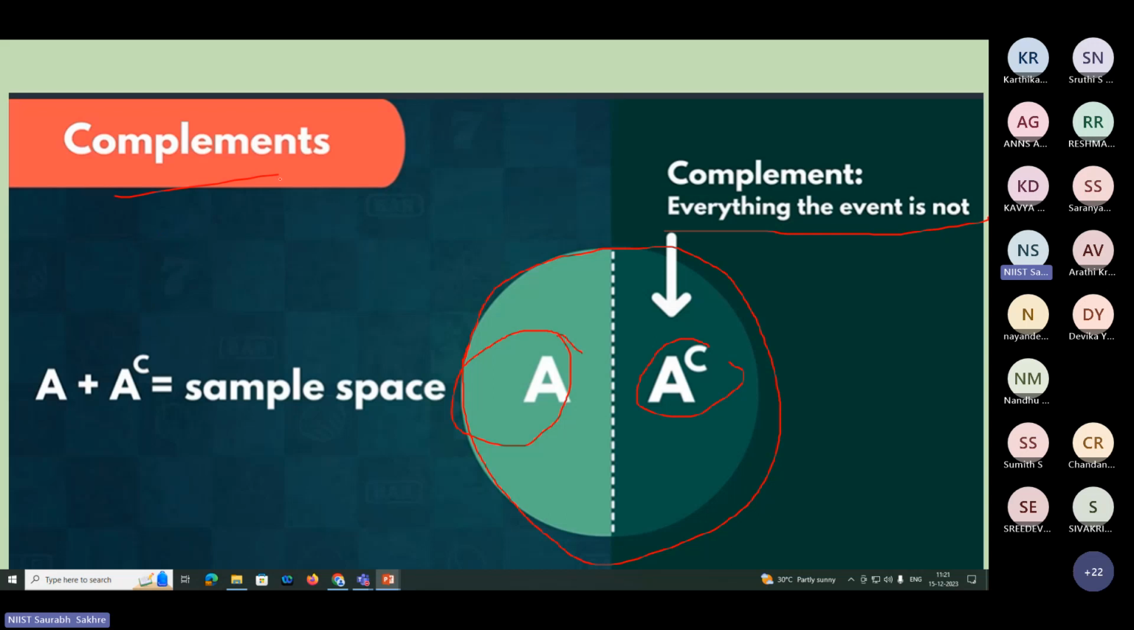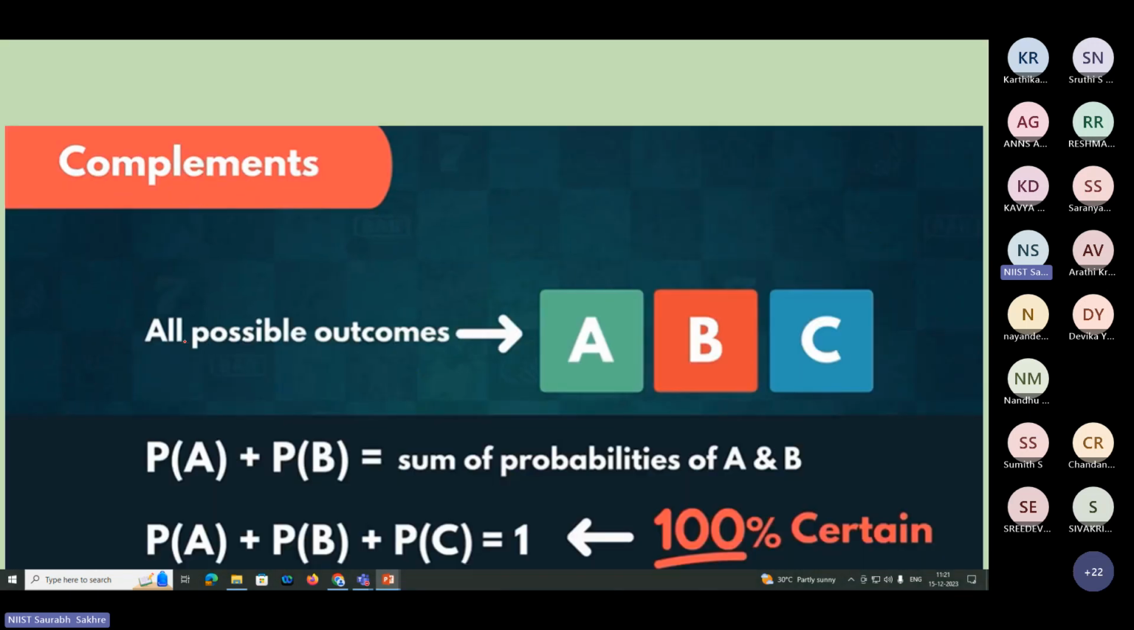This is useful when you are doing examples, which you will see in subsequent classes. So A plus A complement will be equal to the sample space, meaning everything which the event is and everything which the event is not. Together the sum will be our sample space, the total favorable outcomes. Okay, I hope this is clear to you.